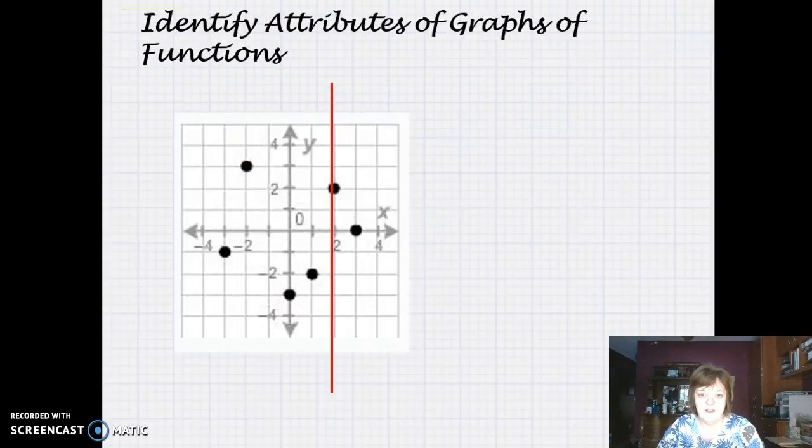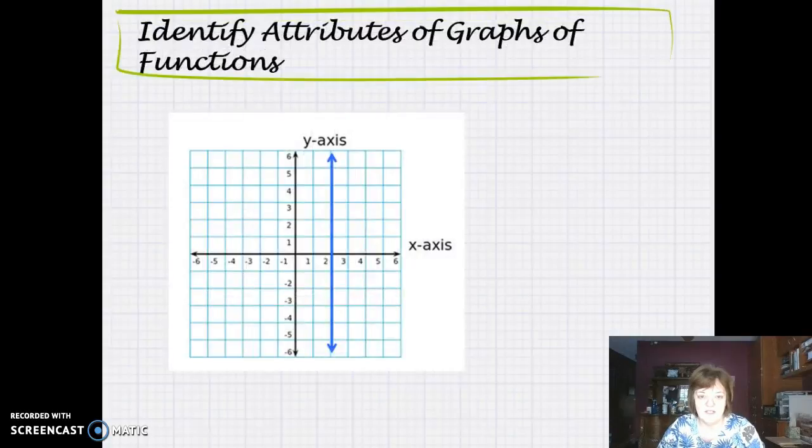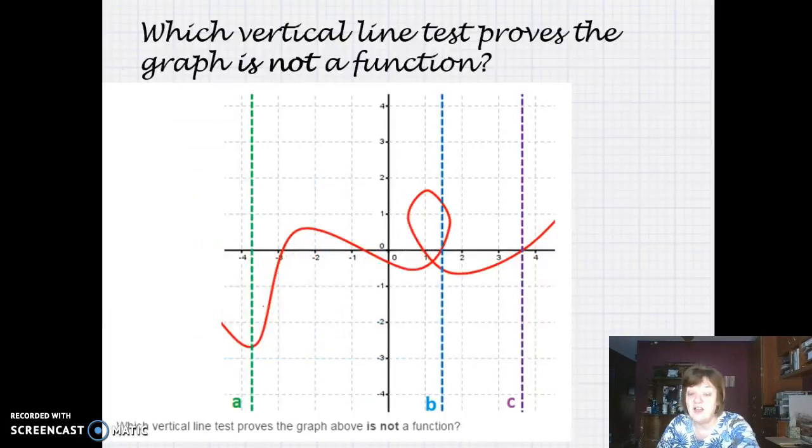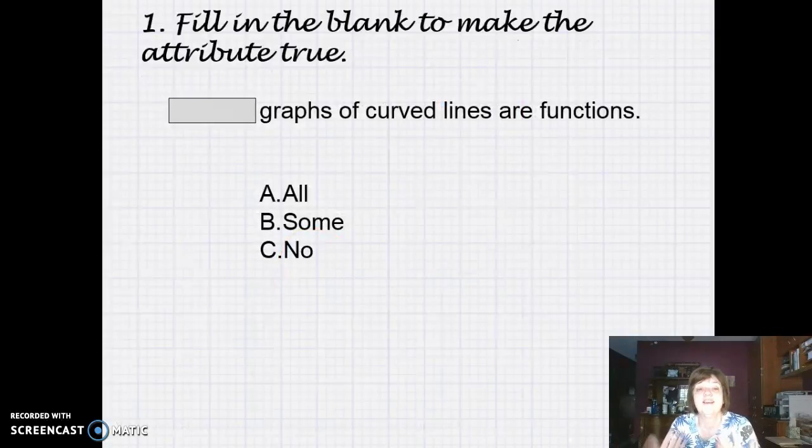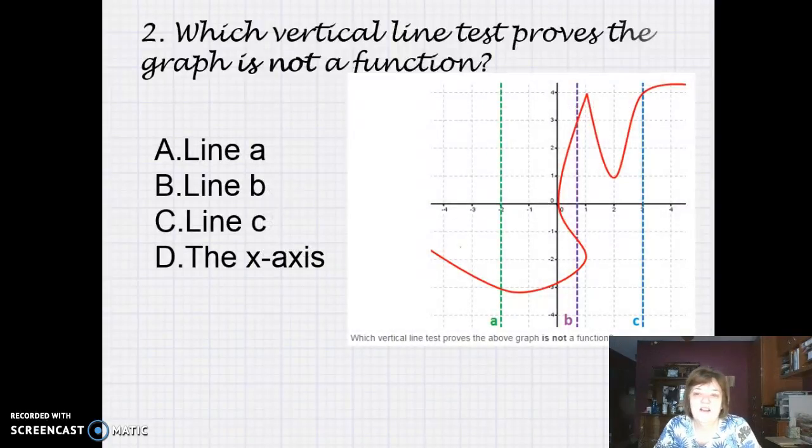And we're going to have to hit a lot because I got all these animations in here. And here's a curved line that is not a function. All right, so I kind of gave it away here. Now, answer this question. Are all, some, or no graphs of curved lines functions? All right, now, your next question. This is not a function, but I need you to find which of those vertical lines prove it.